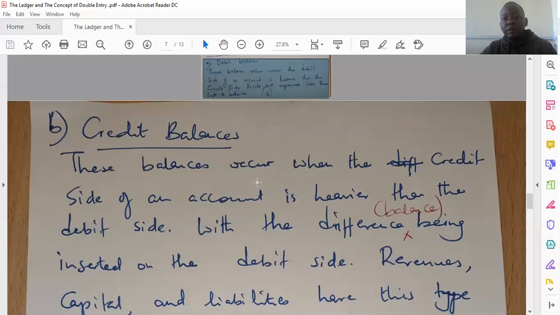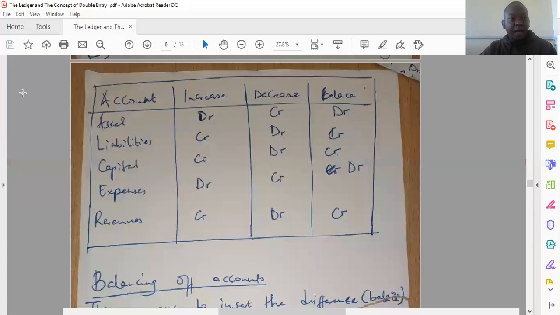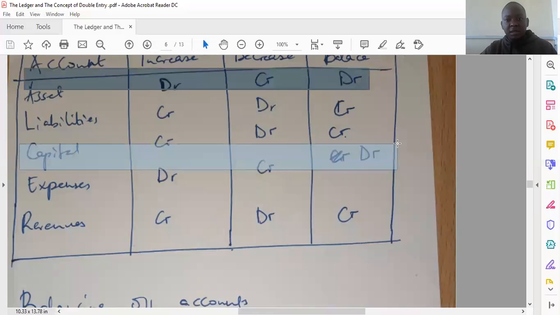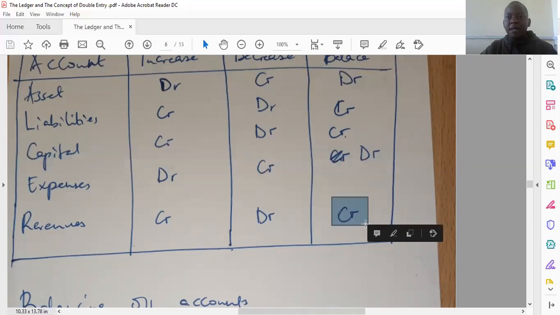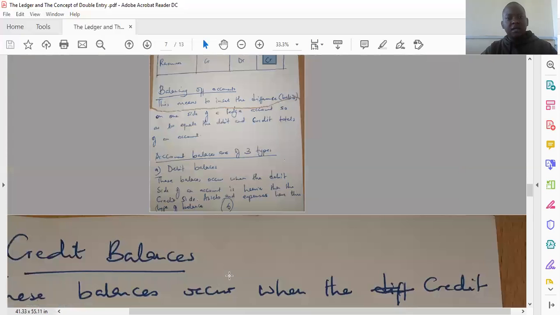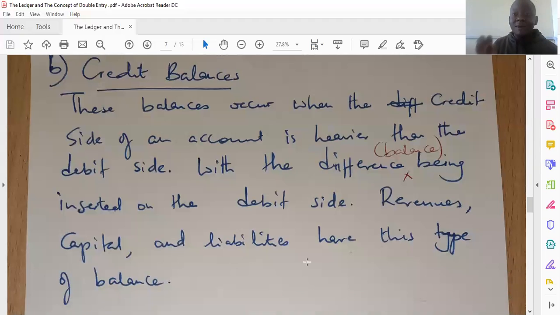As you can see in our table up here, assets will always have a debit balance and expenses will always have a debit balance. All the other accounts, that is liabilities, capital, and revenues, will always have a credit balance. So you need to know that: liabilities, capital, and revenues always have a credit balance, whereas assets and expenses always have a debit balance.